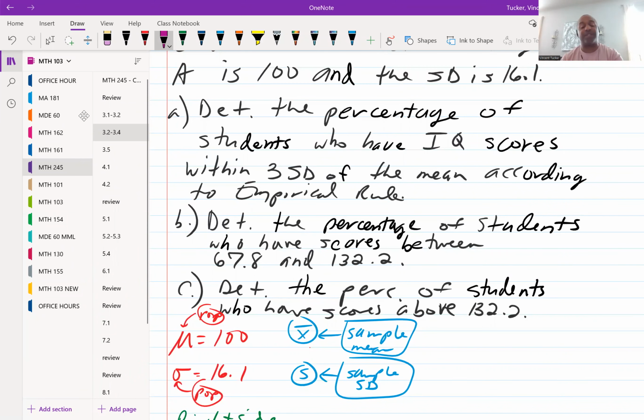Greek letter mu is your mean, and sigma is your standard deviation. And then here I was just notating that if we were dealing with a sample, it would have been x bar and s.